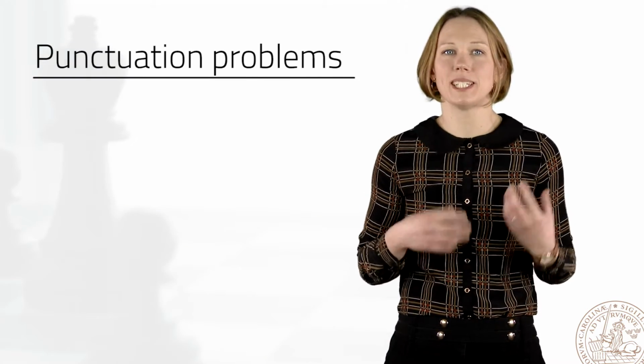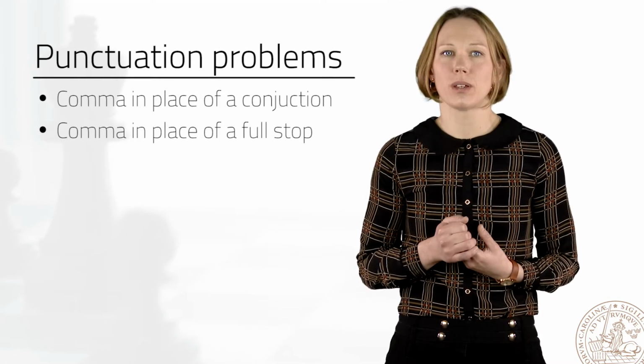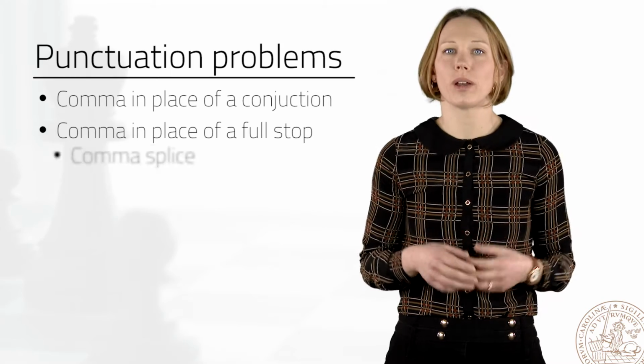Comma use in connection with restrictive and non-restrictive modifiers, which is the King and Mrs. Simpson example that I've just talked about, is one of the most common problems that we teachers see in student essays. Another common problem is using a comma in the place of a conjunction or in place of a full stop. Both of these create what we call a comma splice.